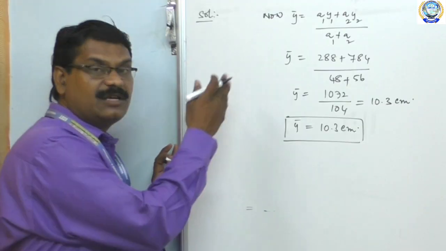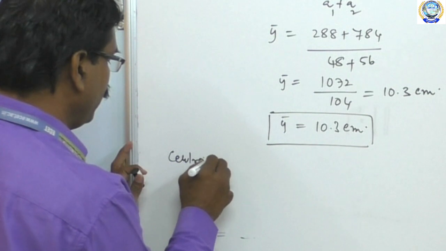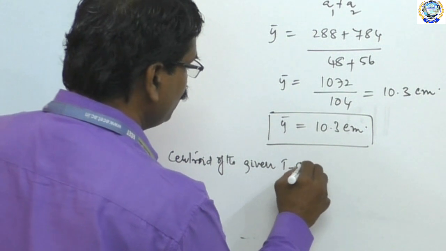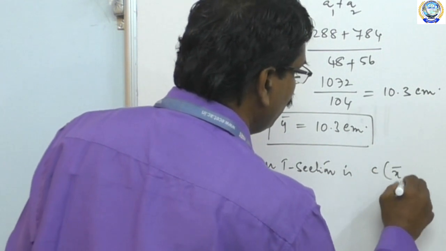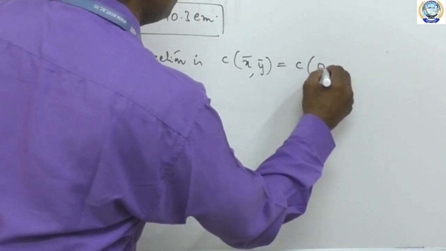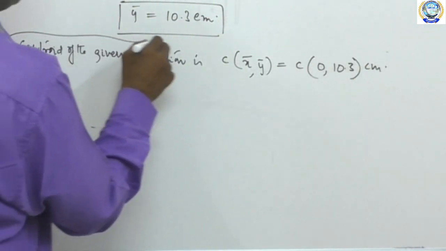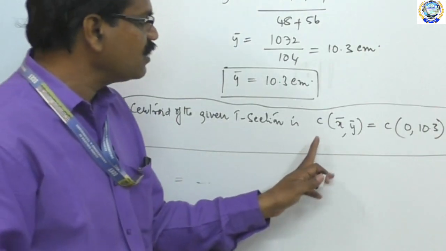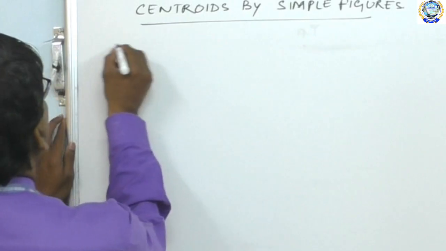Therefore, the centroid of the given T section, for the final conclusion of this problem, you could write like this: C of x bar comma y bar is equal to C of 0 comma 10.3 centimeters. This is the ultimate answer of this particular given problem. Centroid of the given T section is C of x bar comma y bar, that is equal to C of 0 comma 10.3 centimeters. Problem 2.